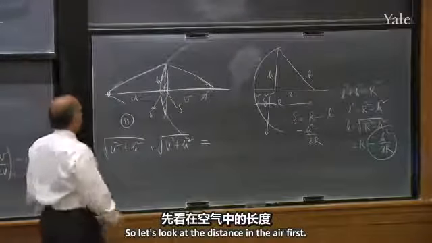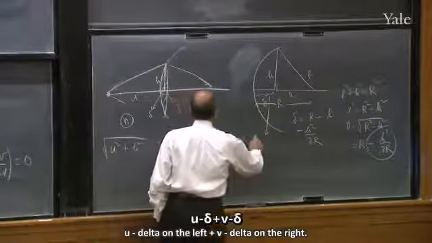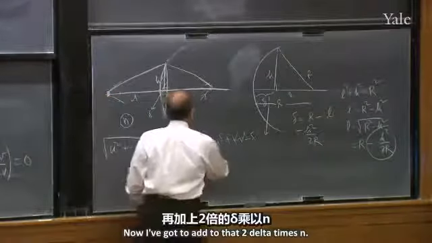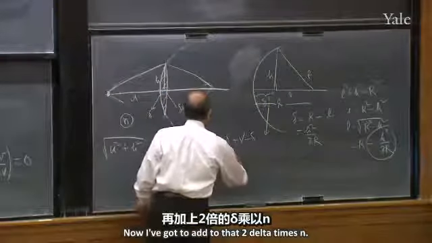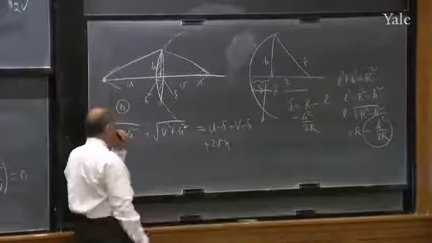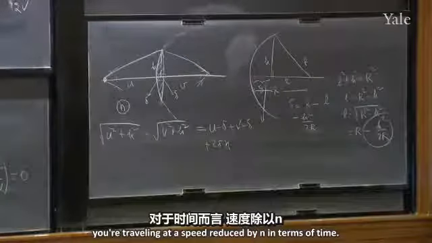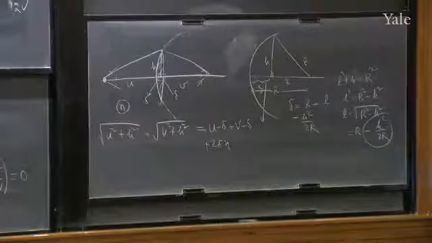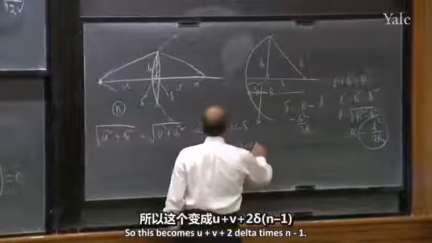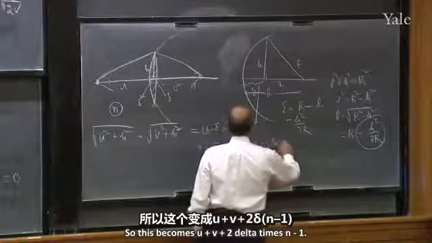So let's look at the distance in the air first. Distance in the air is u minus delta on the left plus v minus delta on the right. That's the air distance. Now I've got to add to that 2 delta times n. That's what you have to remember. That's the only non-trivial part of this, that this distance 2 delta should be multiplied by n, because you're traveling at a speed reduced by n. In terms of time, it's a distance factor increased by n. So this becomes u plus v plus 2 delta times n minus 1.